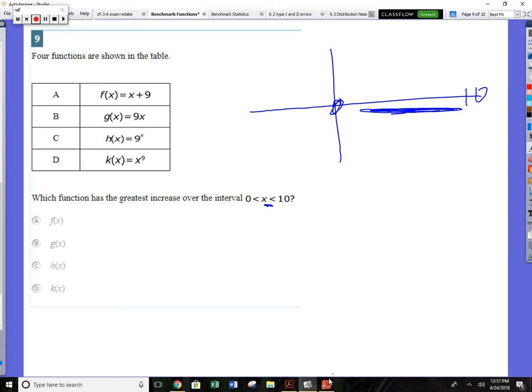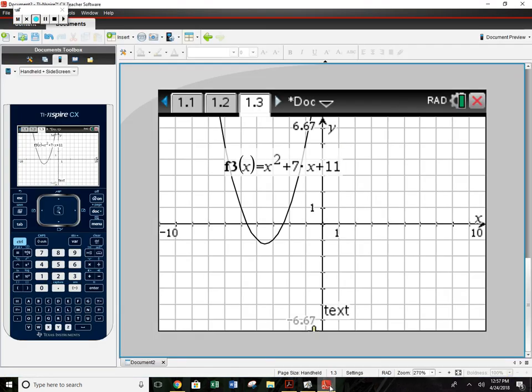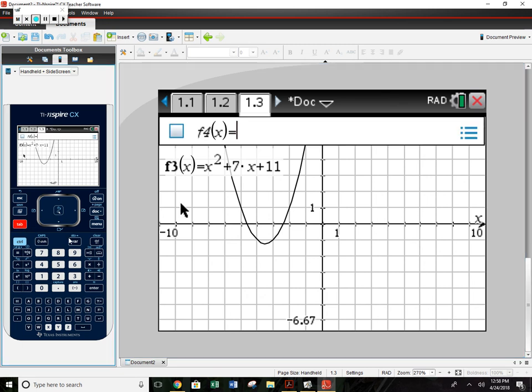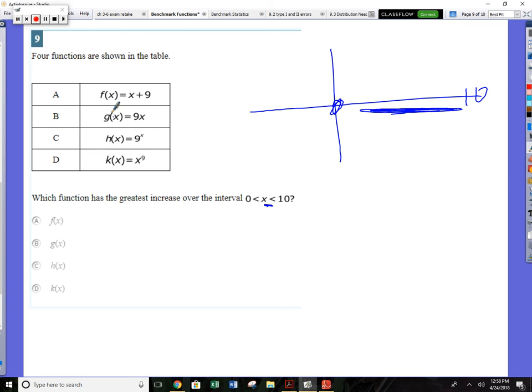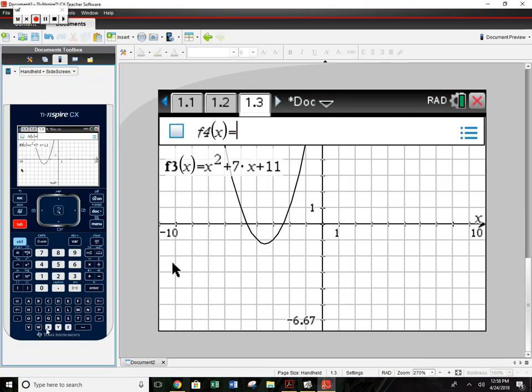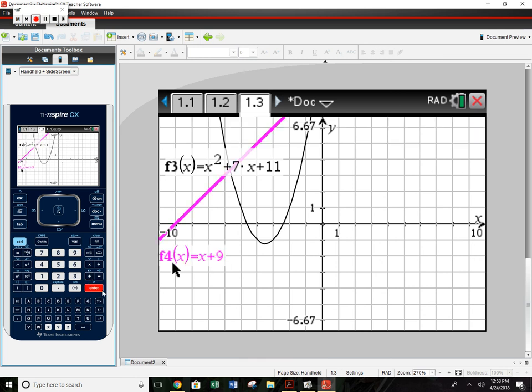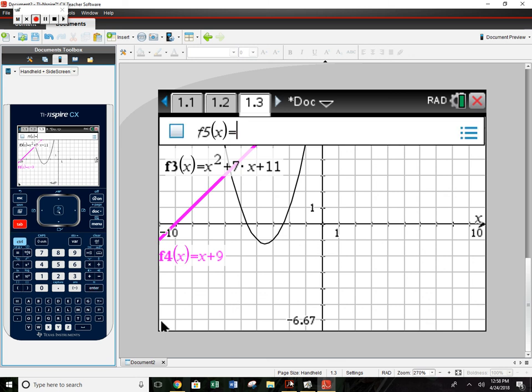So let's do this. On your calculator, let's just ignore this guy, because we're looking over here on the right side of the x, and this guy's on the left side of the x, so we're probably okay. So everybody hit tab. Let's punch this in. Punch in x plus 9. Hit enter. Then you're going to hit tab again. And this one is 9 times x. So just hit 9x, hit enter.